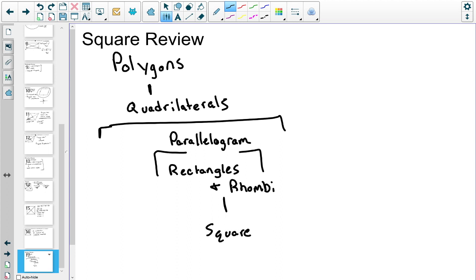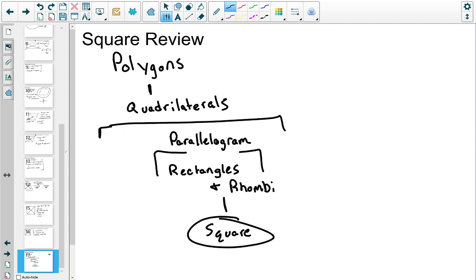So let's look at this. Squares are not just squares. Squares are rectangles, rhombi, parallelograms, quadrilaterals, and polygons. So a square is everything you see in this tree. Rectangles and rhombi, those are both parallelograms. A rhombus and a rectangle are two different things. They are not each other, though. Rectangles are parallelograms, rhombi are parallelograms. Parallelograms and quadrilaterals are polygons.